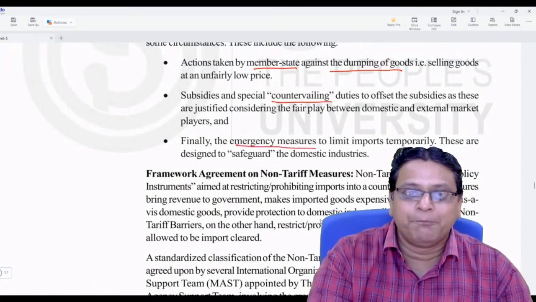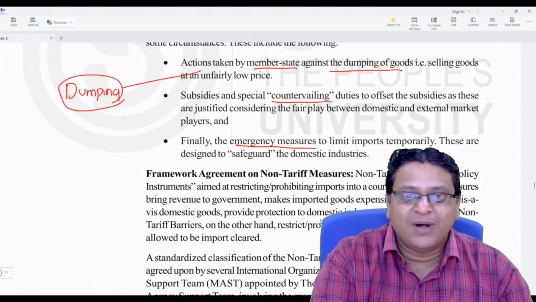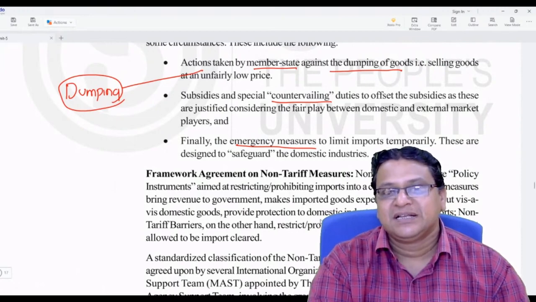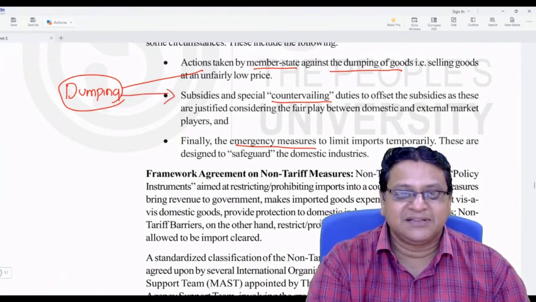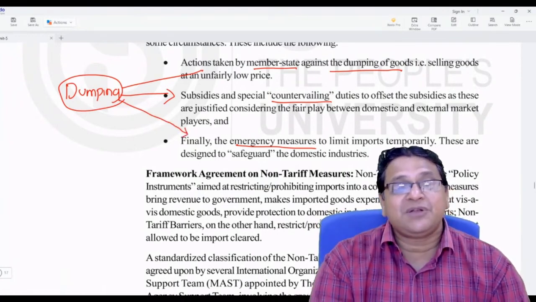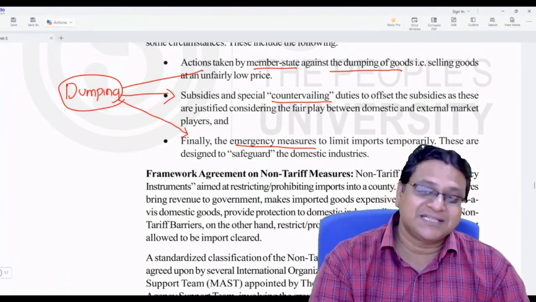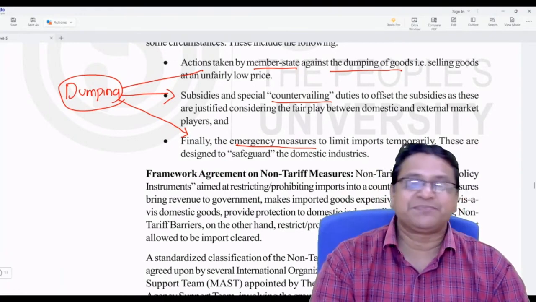So if there is dumping, there can be 3 types of measures you can take. What are the 3 types of measures? One is anti-dumping duty, another is CVD duty, and another is emergency measures. The situations where these can be taken and the procedure are all mentioned in the agreement.